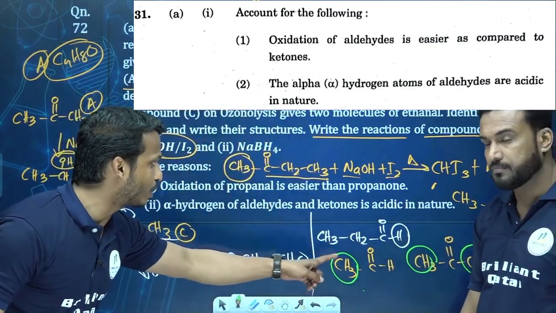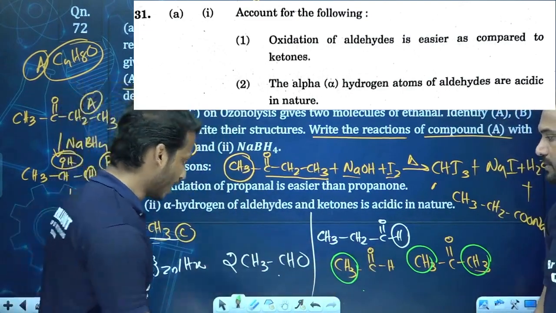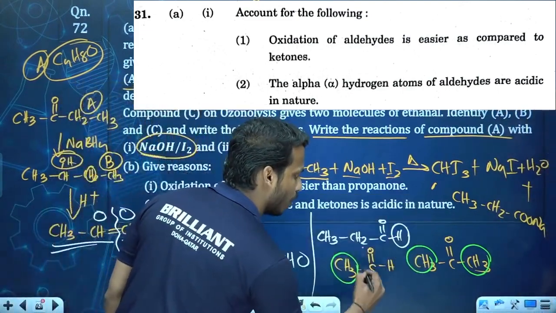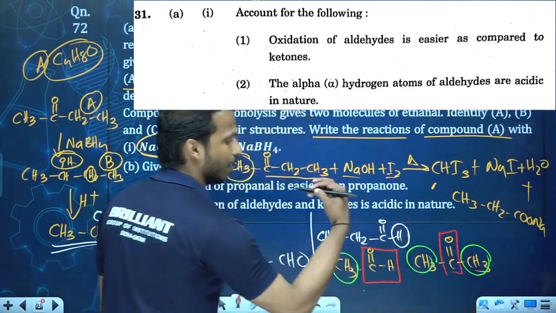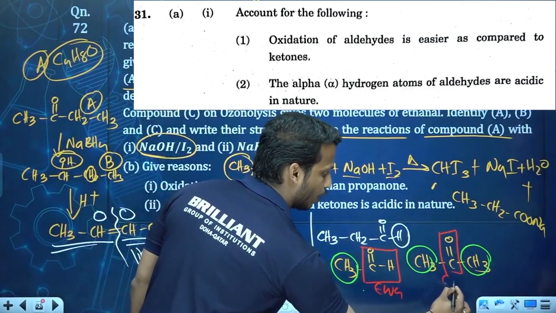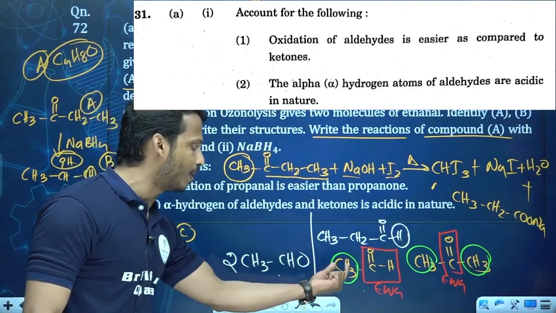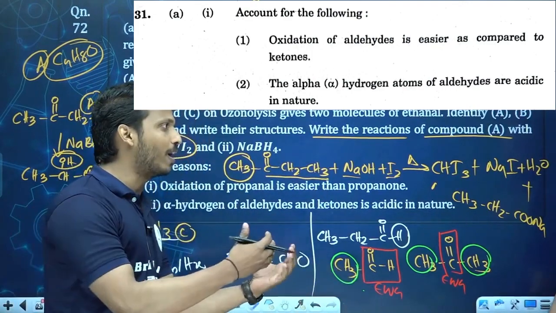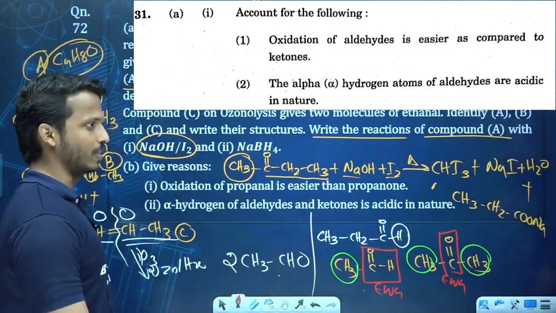Question: why are the alpha hydrogens of aldehyde and ketone more acidic in nature? The main thing is the presence of the C=O bond, so the C-H bond is highly polar. Aldehydes and ketones are electron withdrawing groups. So what happens? It makes the bond between carbon and hydrogen weaker, and a weaker bond can be removed easily.